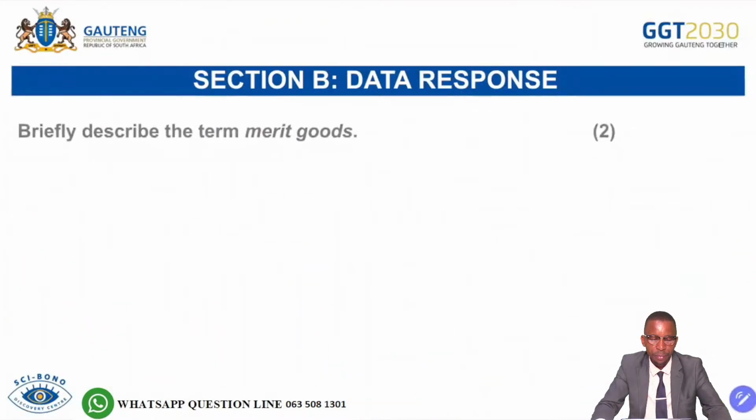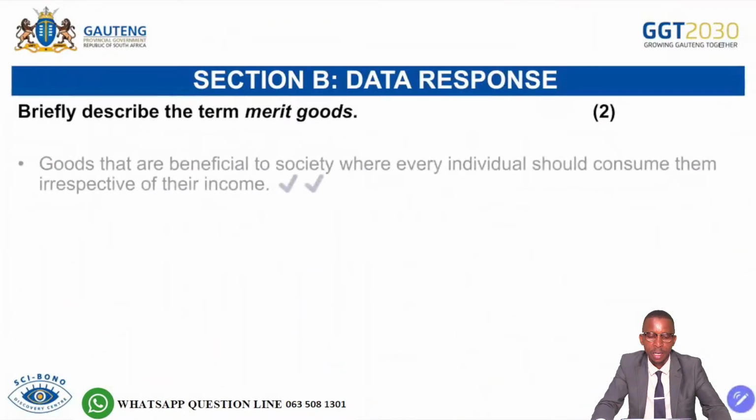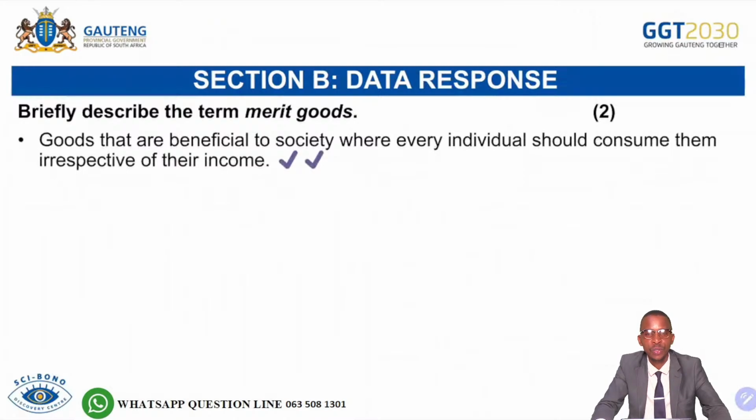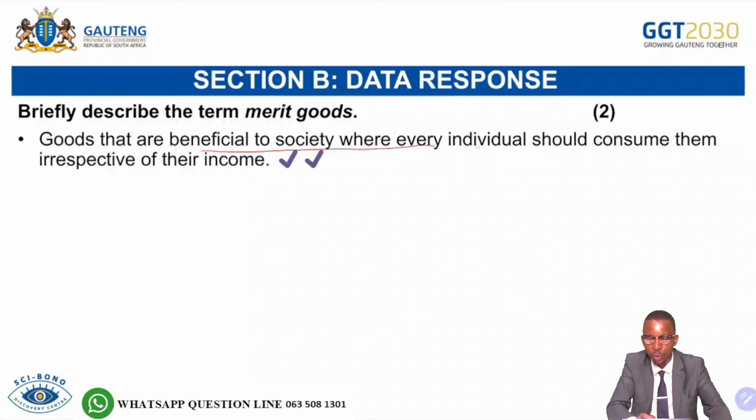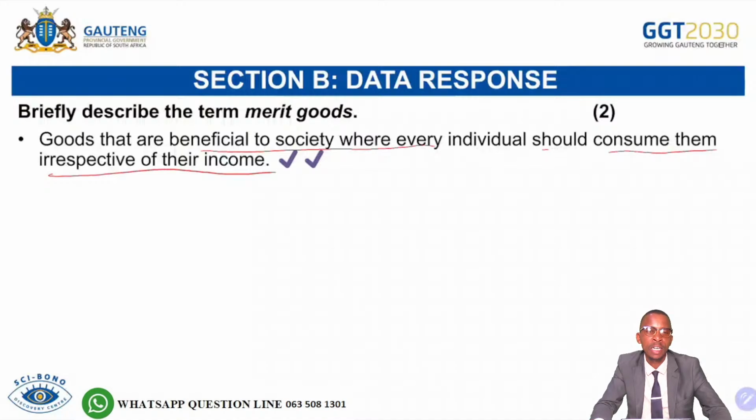We continue. Briefly describe the term merit good. Remember, these are goods that are beneficial to the entire society. They do not contain any negative externality. So these are goods that are beneficial to society, where every individual should consume them, irrespective of their income. It doesn't matter if people have income or not, they will be able to consume these goods and services, even if they don't have income. That's why these goods are undersupplied by the market, because people should access these goods regardless of income. Therefore, the market cannot provide those goods easily to the entire economy, because some people are really not willing to pay for them. Then the government intervenes to provide them as part of public goods under merit goods.